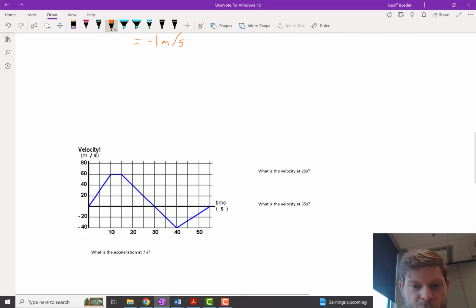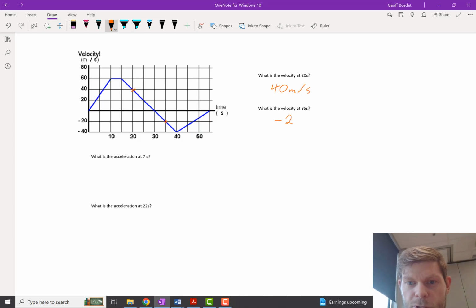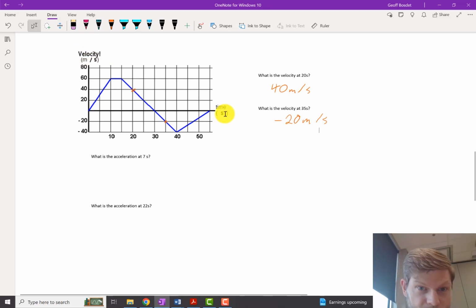Moving on to velocity time graphs. First thing with the velocity time graph, if you want to find the velocity, just read the graph. Right here at 20 seconds, notice the velocity is 40 meters per second. And if we want the velocity at 35 seconds, right here, notice it is negative 20, or 20 meters per second in the negative direction. If we want acceleration, one thing that should be burnt into your brains is that change in velocity over time is acceleration. That's the definition. That's how quickly your velocity is changing.